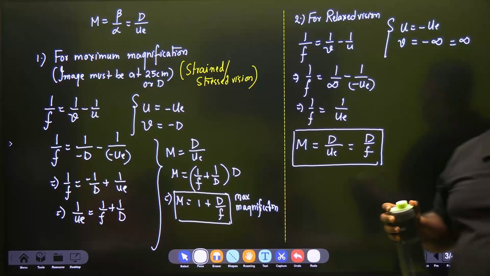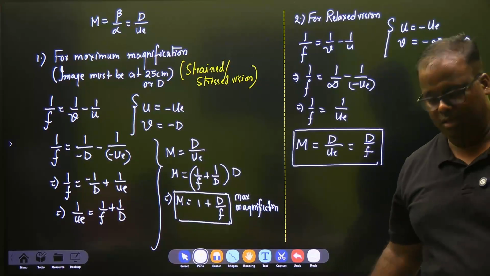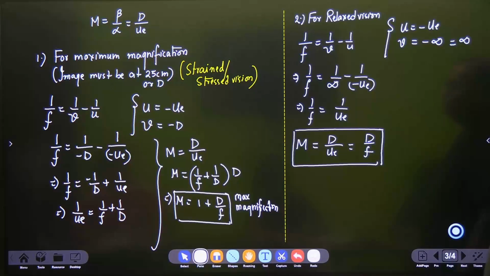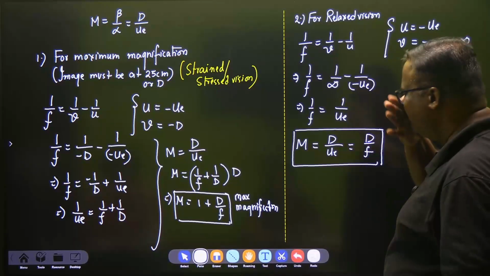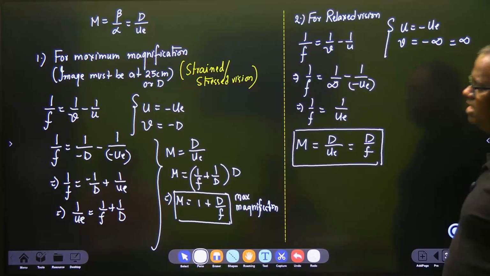What's the difference between the two? The difference between the two is simple, that one is more than the other and it has a plus 1 factor added to the magnification. NCERT, I think, writes up to 9 times. It doesn't go up to 9 times. It's like 4 or 5 times magnification by hand lens, not more than that.